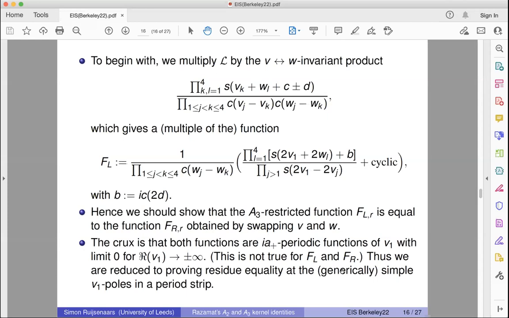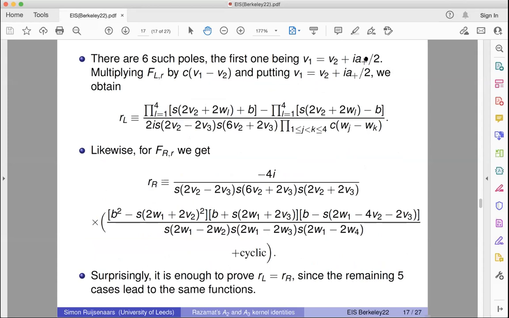Okay, there are six such poles, and this is the first most obvious one. So what we do is we multiply by the cosh and then put V1 equal to this shifted V2. And this is the result of that. So that's the residue. And this is what you get if you do that for the restricted FR.